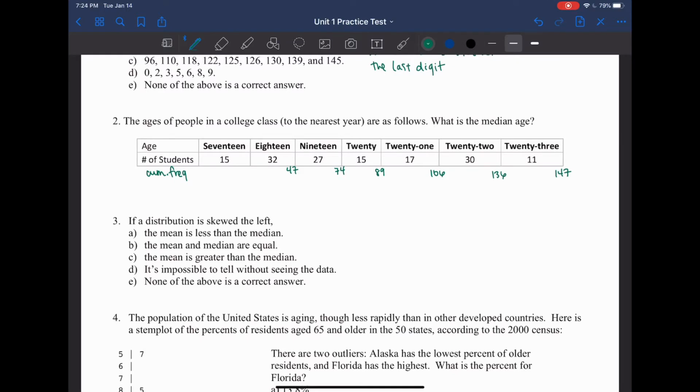So to find the median age, we're going to take the total, 147, and divide it by 2, and that's 73.5. That tells me that the 74th person is the median. So looking at my cumulative frequency here, 15 people are ages 17 and lower, 47 people are 18 and lower, 74 people are 19 and lower, which means the 74th person is 19 years old. So that means the median age is 19 years old.